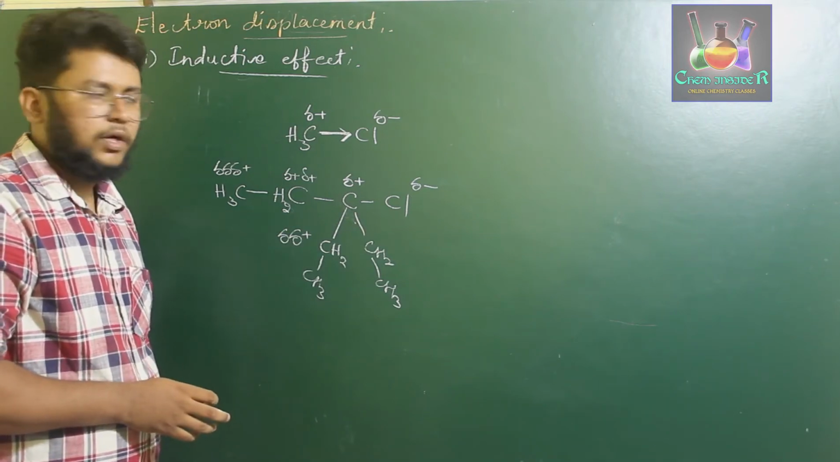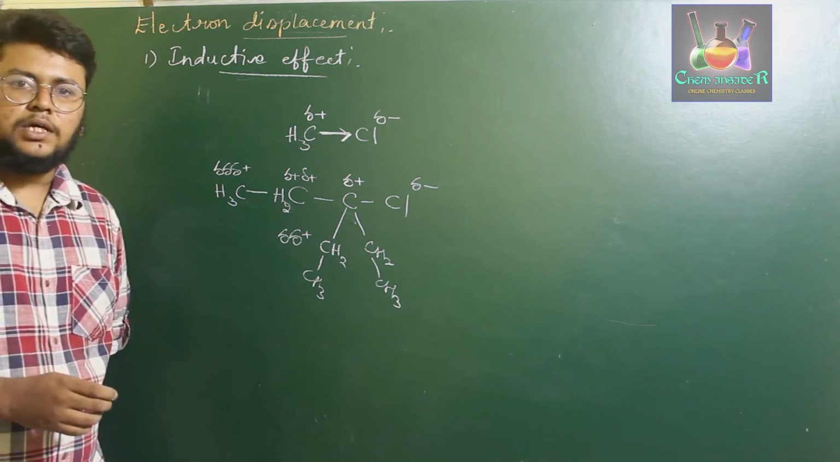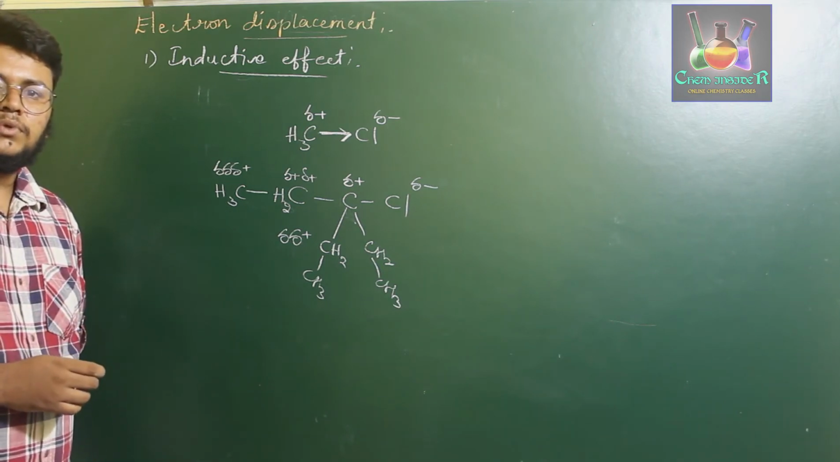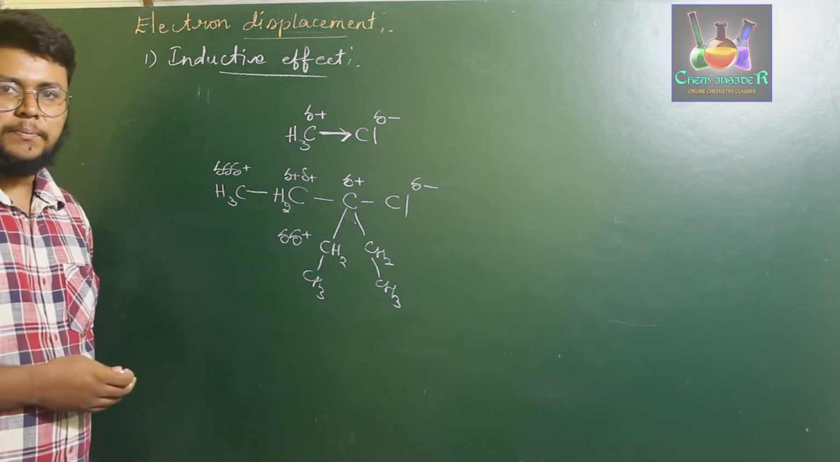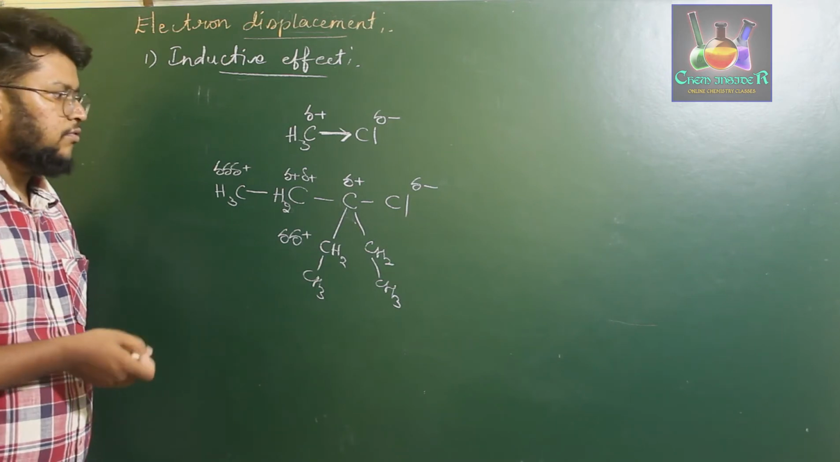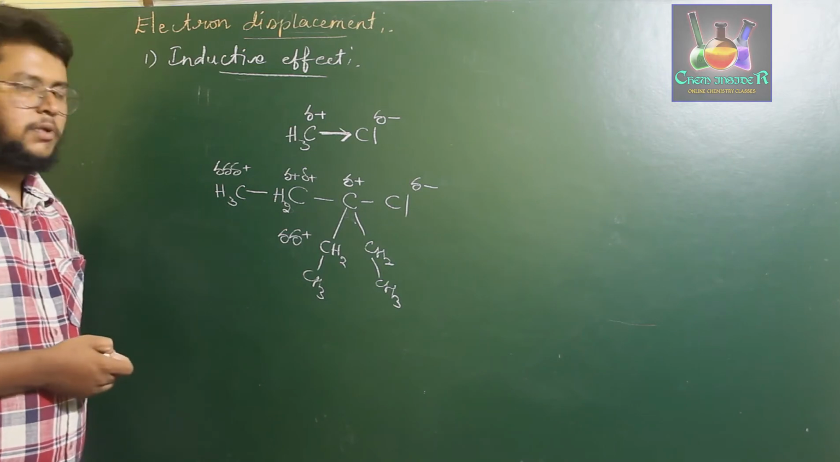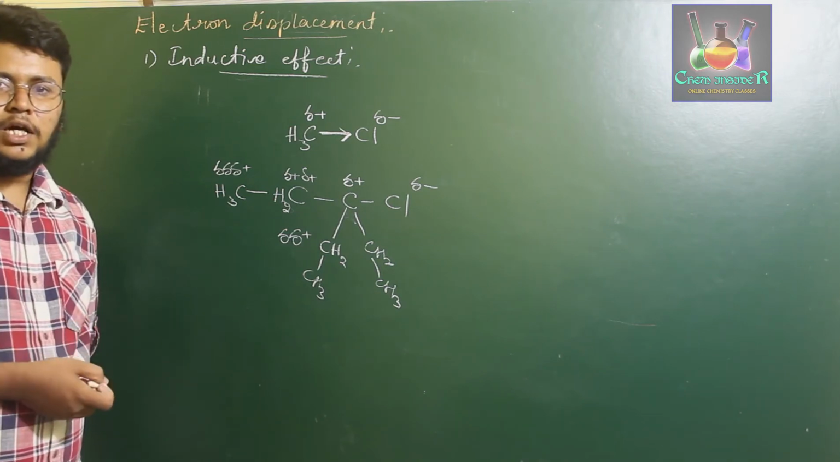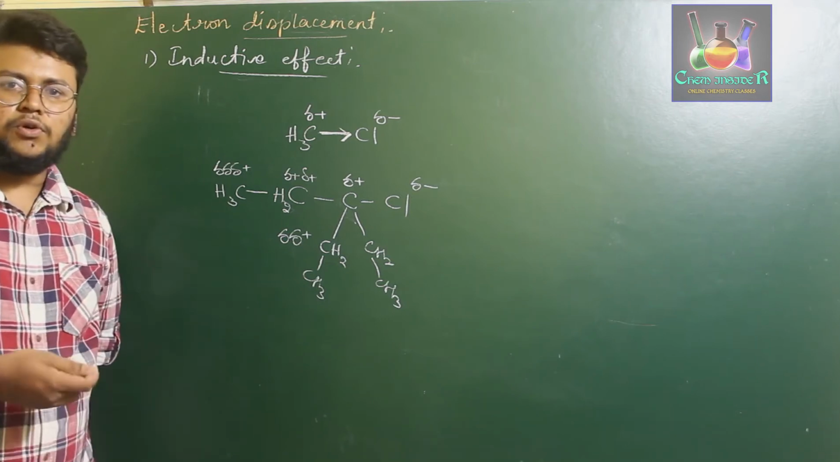So in this case of the inductive effect, we observe the neighboring atom or group influencing a charge displacement. This charge displacement is because of the influence of neighboring atoms or groups present, and this particular charge displacement makes that carbon atom form an electrophile and the chlorine atom form a nucleophile.